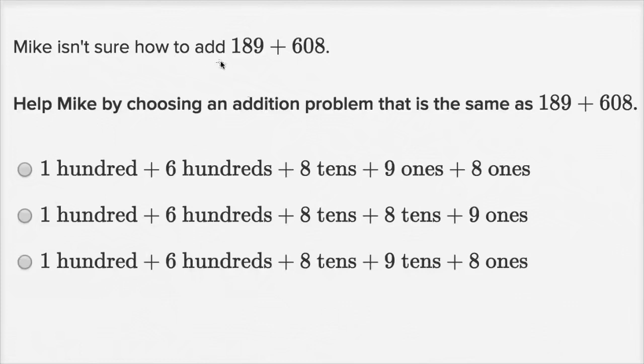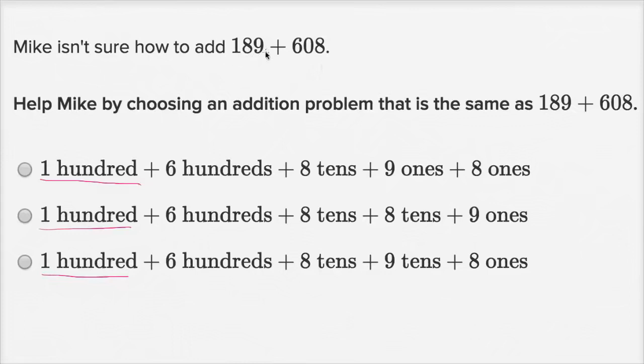Mike isn't sure how to add 189 plus 608. Help Mike by choosing an addition problem that is the same as 189 plus 608. And let's look at these choices. So actually, let's just start with this first choice. Actually, all of these choices start with having 100. So where do we see 100 here?